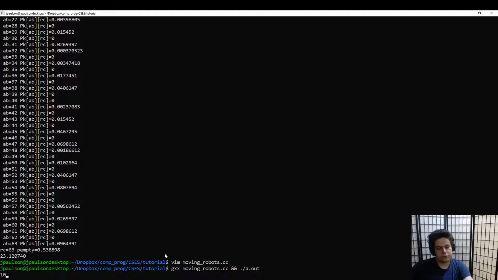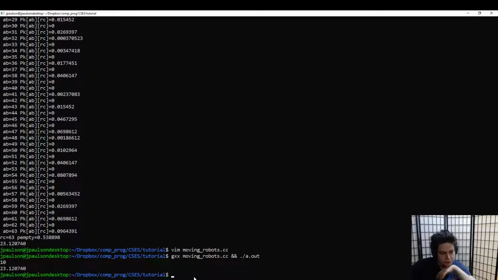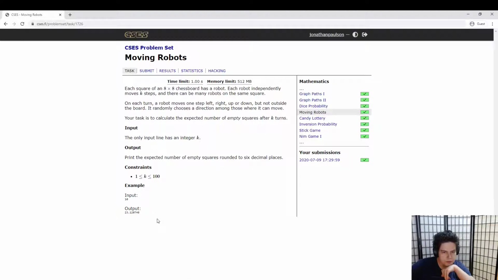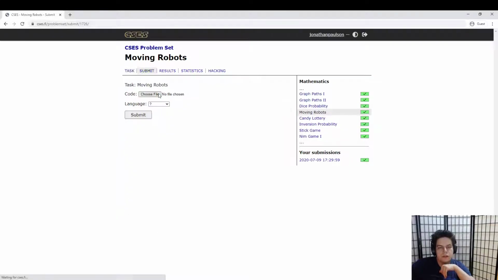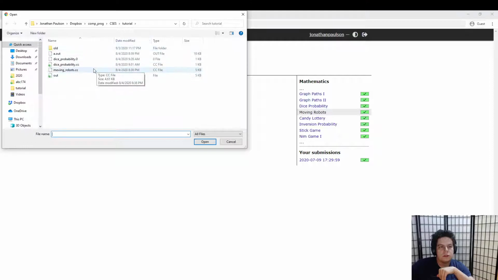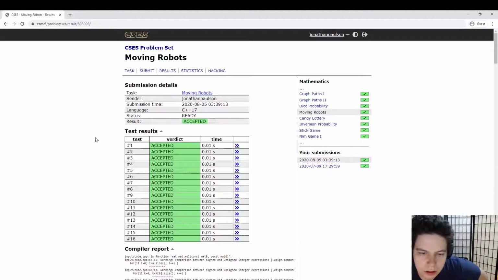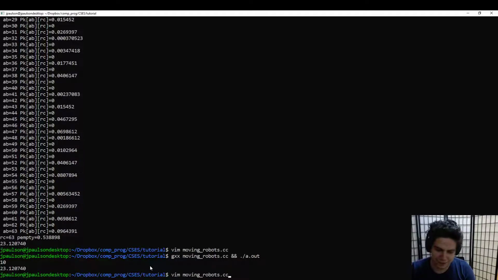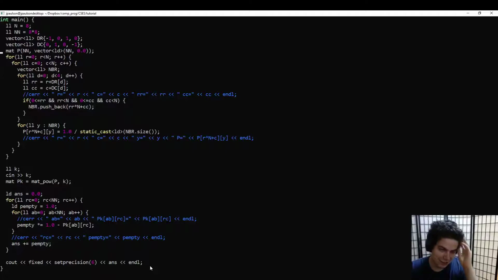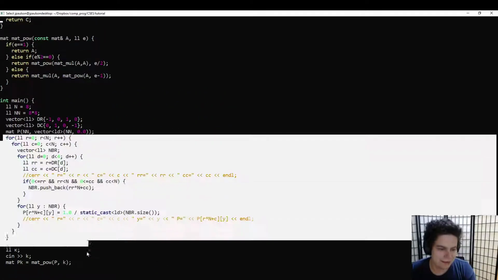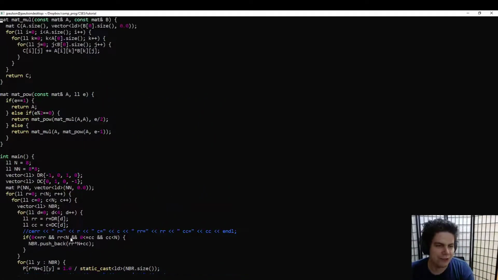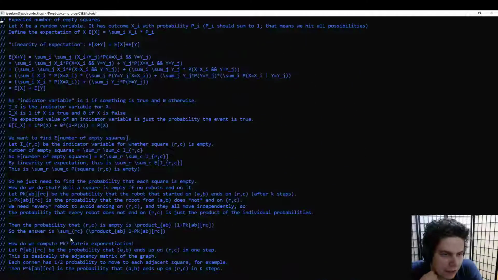So turn off all the debug. 23.120740. Moving robots. Cool, so it works. A little more debugging there than usual. I guess I'm off my game with the grid stuff. I think like all the bugs are in here. But anyway, yeah, so complicated solution.